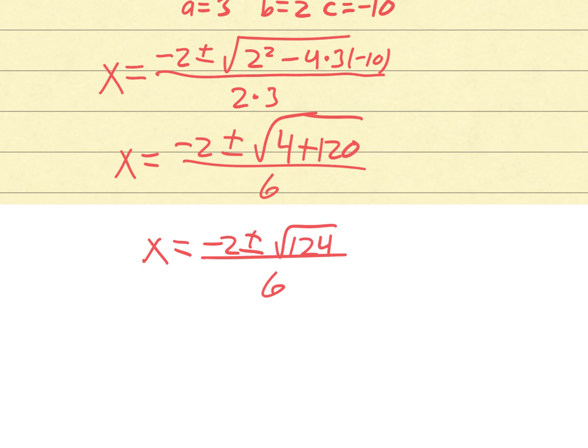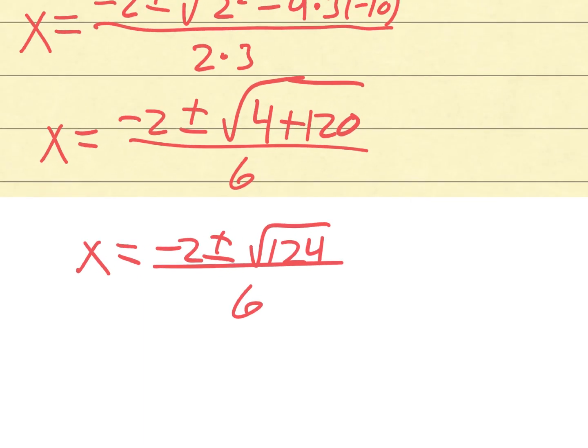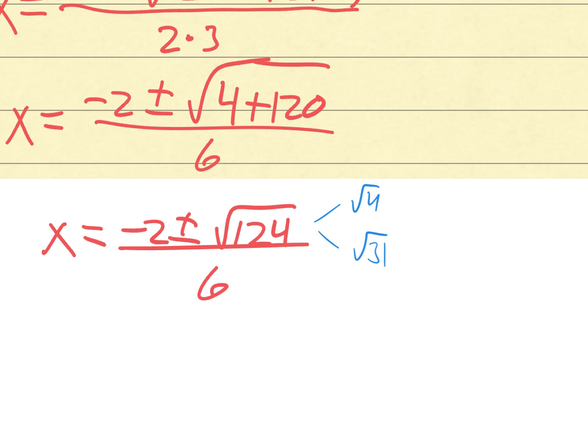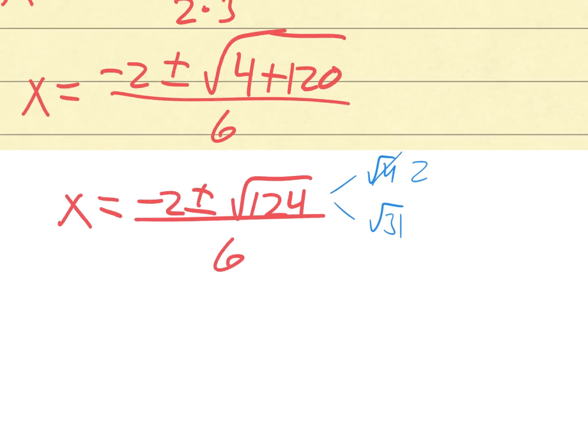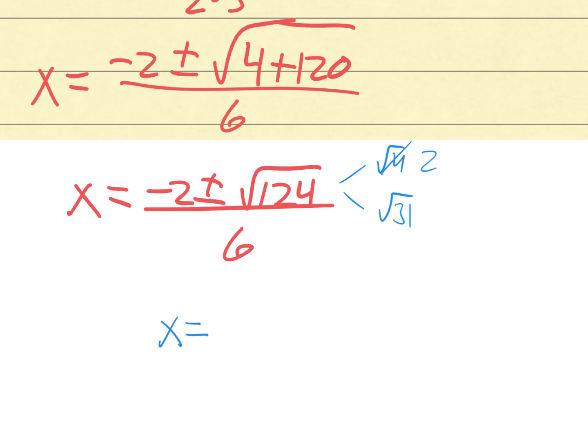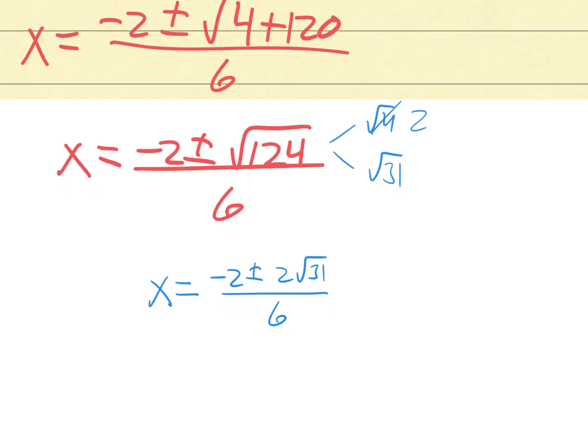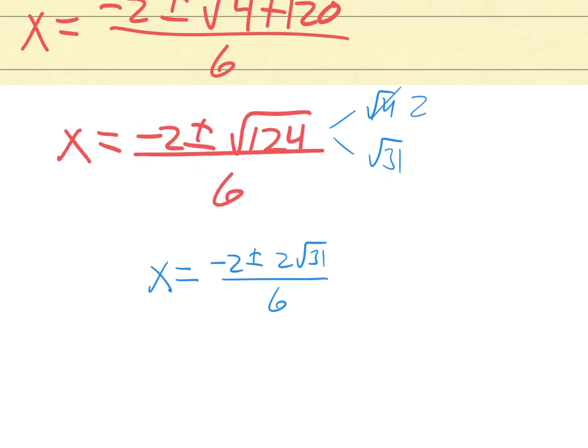Now let's simplify the radical. How can we simplify the square root of 124? We can do the square root of 4 and the square root of 31. The square root of 4 is going to get you 2. Square root of 31, you can't do anything else to that. So we get x equals negative 2 plus or minus 2 square root of 31 over 6. We can simplify a little bit more. How? By 1/3? Okay, yeah, we can simplify. So let's split up the fractions.